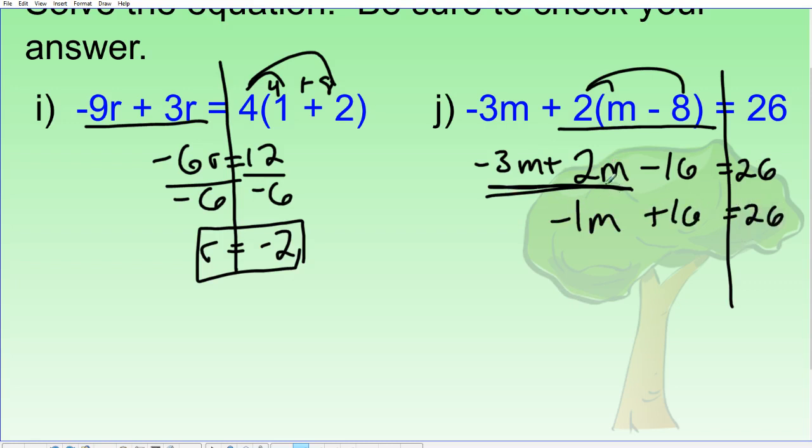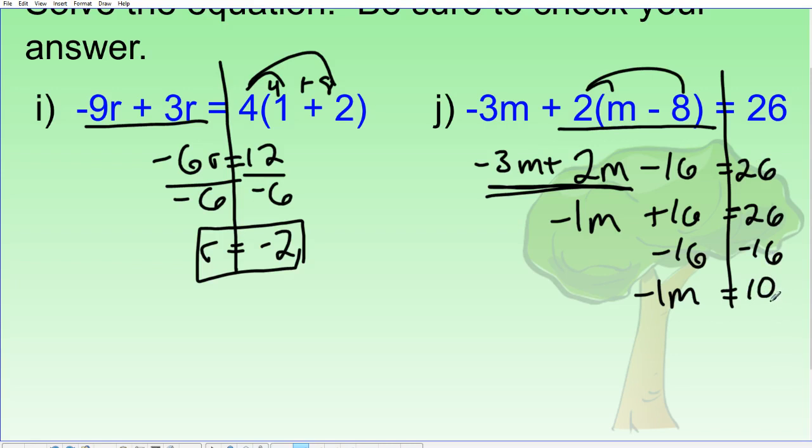Okay, so I did this one step, combined like terms. Now, am I going to get rid of this negative 1 first or this positive 16? Well, the plus 16. You get rid of add and subtract before multiply and divide. So I'm going to subtract 16 on both sides. Negative 1m equals 26 minus 16 is 10.